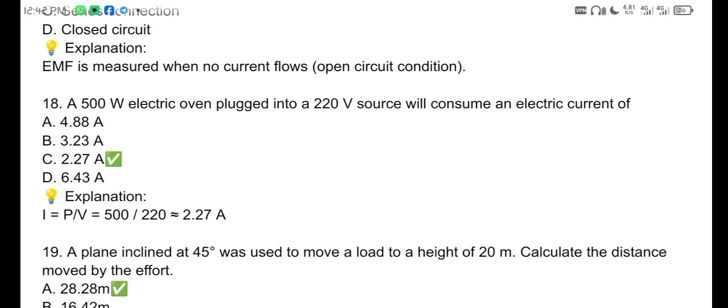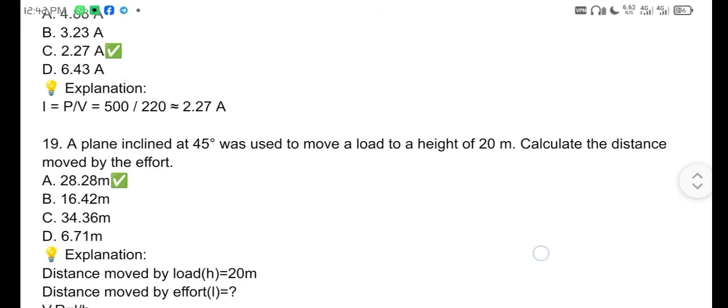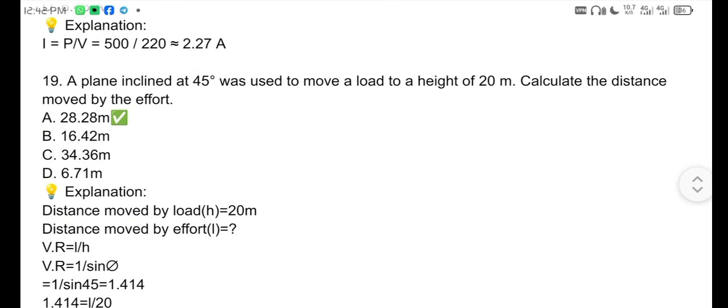Question 18 says a 500-watt electric oven plugged into a 220 volt source will consume an electric current of what? So now the formula to use here is P equals IV. Now, because it says the current consumed, we are looking for I, which is electric current. So making I the subject of the formula, I equals P over V, that is power over voltage. Power is 500 watts over 220. So 500 over 220 gives us 2.27 amperes.